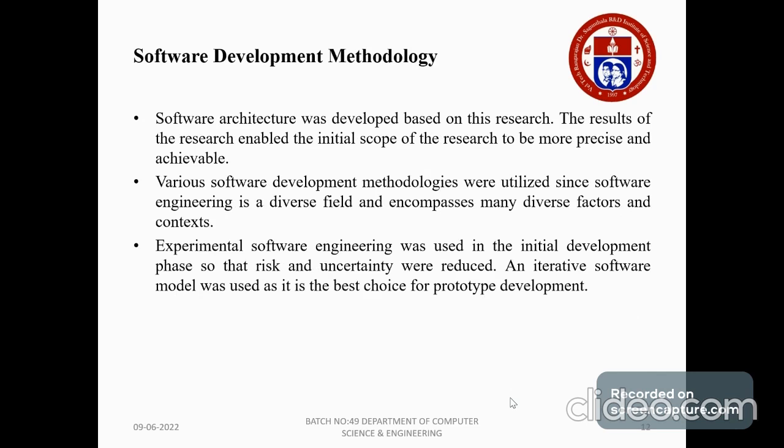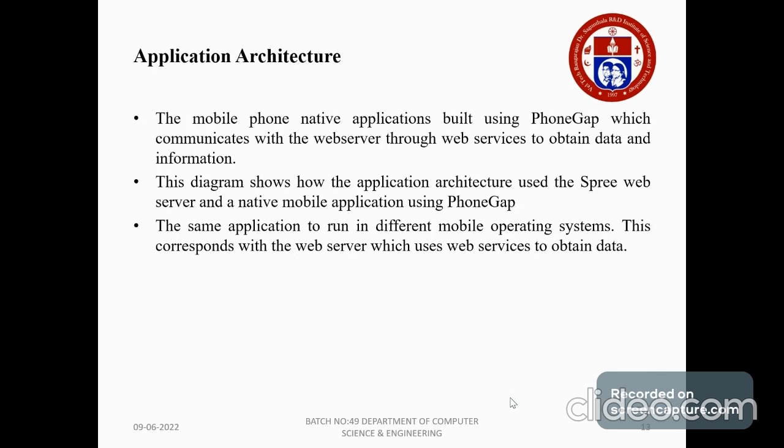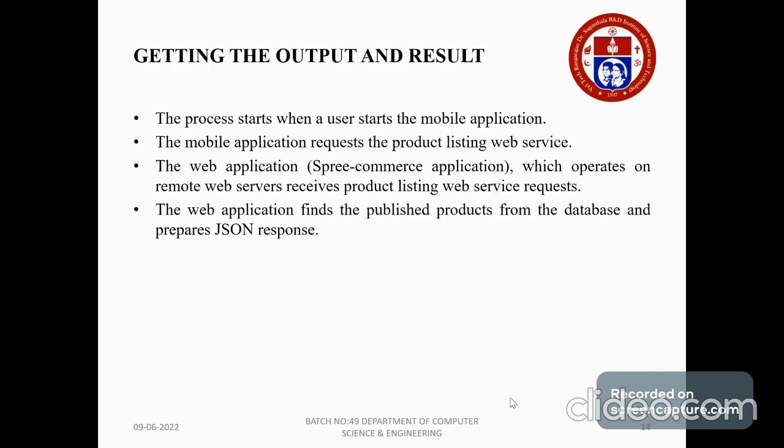And in software development methodology, the software architecture was developed based on research. The various software development methodologies were utilized since software engineering is a diverse field and encompasses many factors and contexts. Actually, this is the best choice for development and prototype development. In the application architecture diagram, the application uses the Spree web server and a native mobile application using PhoneGap, which lets the same application run on different mobile operating systems. This corresponds with the web server, which used web services to obtain data.